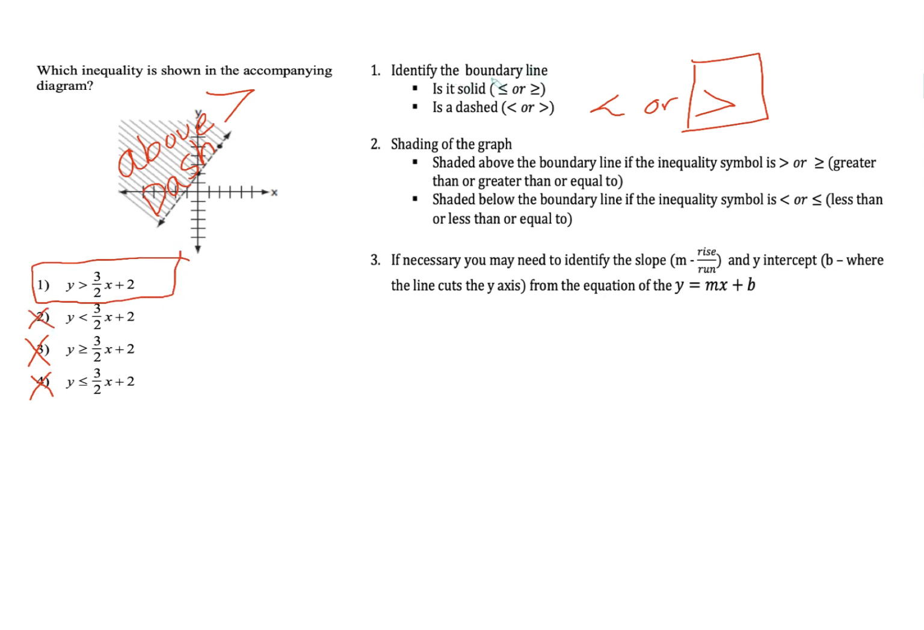I identified my boundary line. It was a dashed line. I eliminated 3 and 4. I then looked to see where the shading was at. It was above. Above means greater, and I was able to pick my inequality.